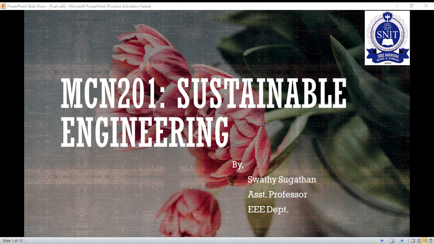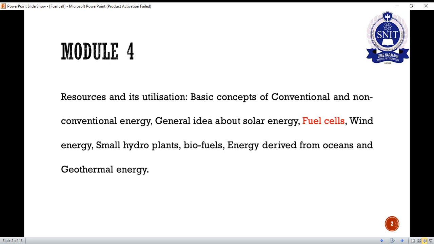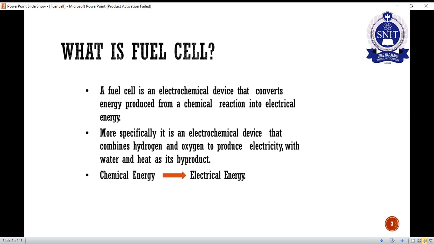Hi friends, today we are going to study the subject sustainable engineering, and we are studying module 4 of sustainable engineering. In this session we are dealing with the fuel cells. So what is meant by a fuel cell? A fuel cell is an electrochemical device that converts energy produced from a chemical reaction into electrical energy.